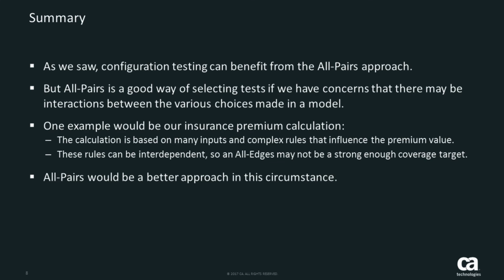So it might make more sense to look at AllPairs rather than all edges. All edges will cover all the variations in inputs, but AllPairs gives you the combinations of inputs paired off in each case. So AllPairs could be a better approach in this circumstance, and it might help you in your application if you do have this concern that there are interactions that are hidden from view.